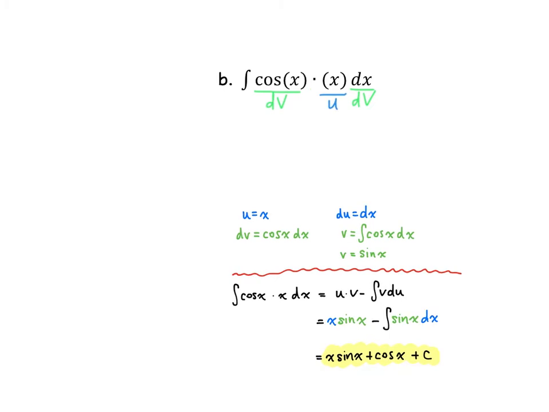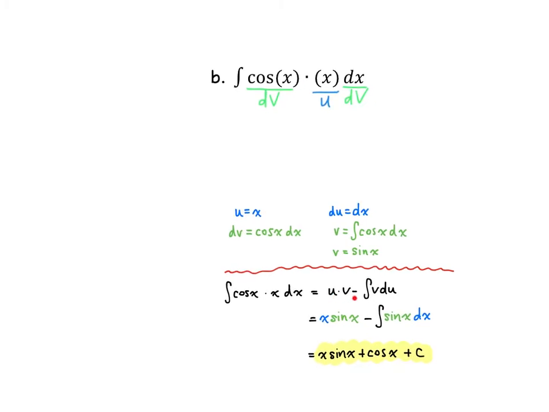Okay, so if we let it be u times v minus the integral of v du, we make our substitutions. Integrating sine of x, remember to change that to a plus, cosine of x plus c. Hopefully you got that.